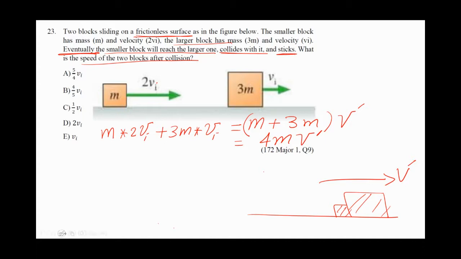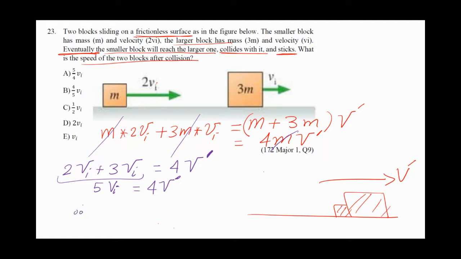So how to solve this one? We can divide over the mass on all sides. So 2 times Vi plus 3 times Vi equals 4 times V prime. So V prime here equals what? We can say 2Vi plus 3Vi, that's 5Vi, 5 V initial, equals 4 times V prime. Therefore, V prime equals what? 5 over 4 times V initial. So this is V prime, 5 over 4 times V initial.